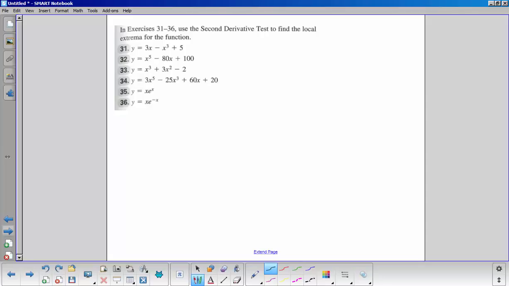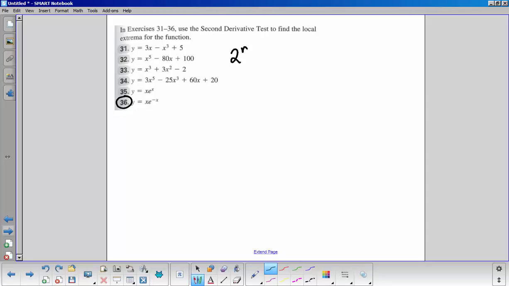I didn't do 23 or 24. They're giving you the derivative and they're going to ask you the same thing. I think you guys can do that now after you watch me do this. Yeah, I think you'll be able to do that. All right, 36. I want to use the second derivative test to find the local extrema.